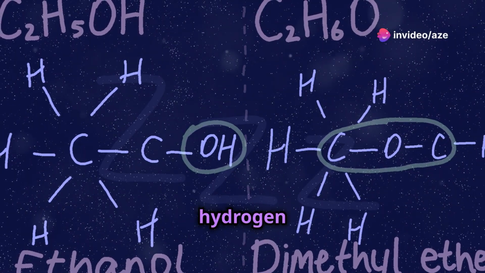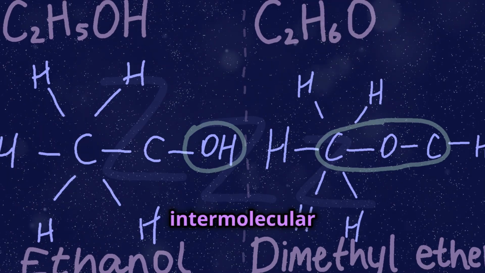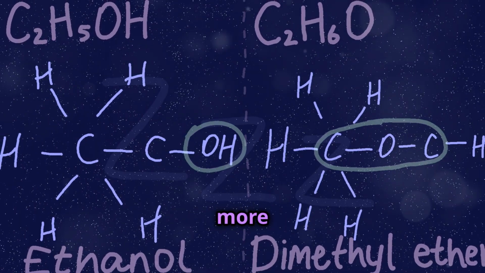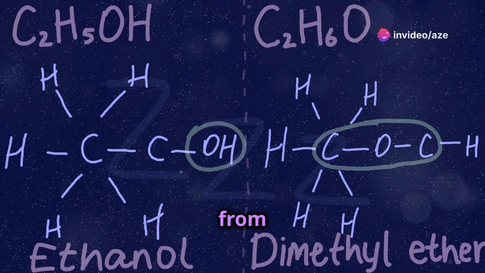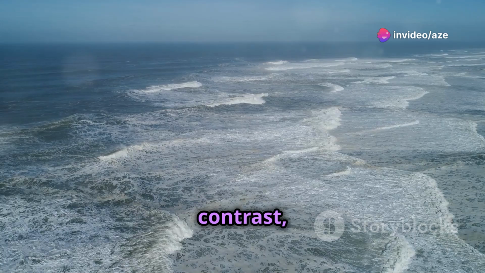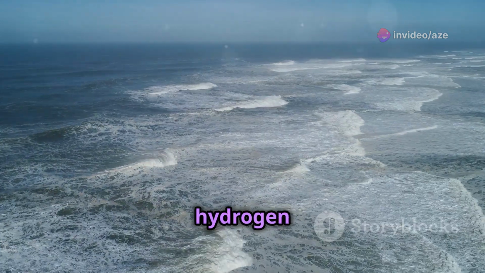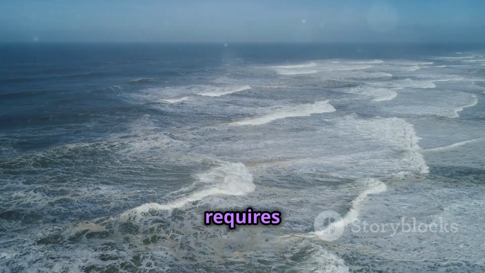Why? Because of hydrogen bonding. The hydrogen bonds in ethanol create a network of strong intermolecular forces that require more energy to break. This means that more heat is needed to convert ethanol from a liquid to a gas, resulting in a higher boiling point. In contrast, dimethyl ether lacks hydrogen bonding, so its intermolecular forces are weaker, and it requires less energy to boil.